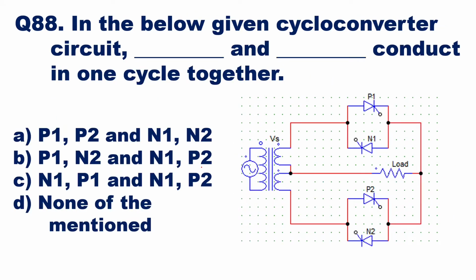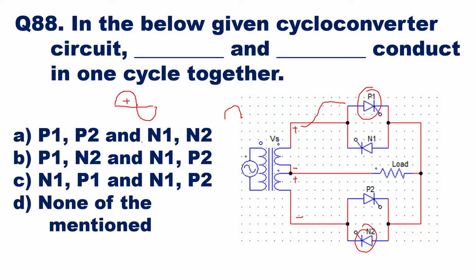Then we'll go to question number 88. In the below given cycloconverter circuit, dash and dash conduct in one cycle together. Okay. So if you consider one cycle together, if you consider positive and negative, two half cycles, that is one cycle together. When you are having positive half cycle, this is positive, negative, positive, negative. So in that case, we saw that P1 and N2 were forward biased.